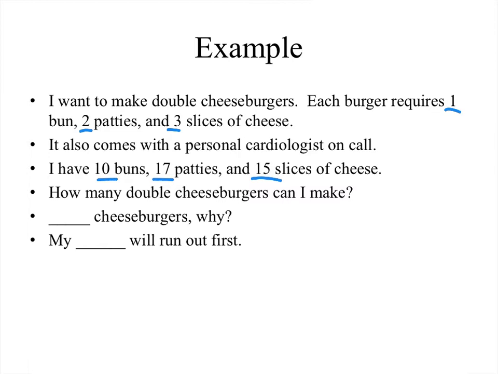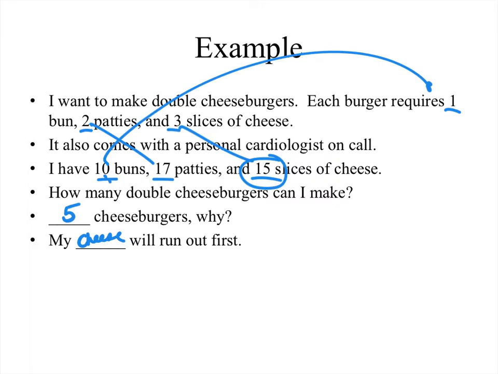And we come back, and you should figure out that we can only make 5 of this type of cheeseburger because the cheese is going to run out first. Based on the amount of cheese that each double cheeseburger requires, if I divide that out, 15 divided by 3, that only gives me 5 cheeseburgers. The patties won't run out first because 17 patties divided by 2 patties in each burger gives me 8.5. And my buns wouldn't run out first because 10 buns at 1 bun per burger would let me make 10 cheeseburgers. But since I'm limited by the amount of cheese I have, I can only make 5 cheeseburgers altogether.